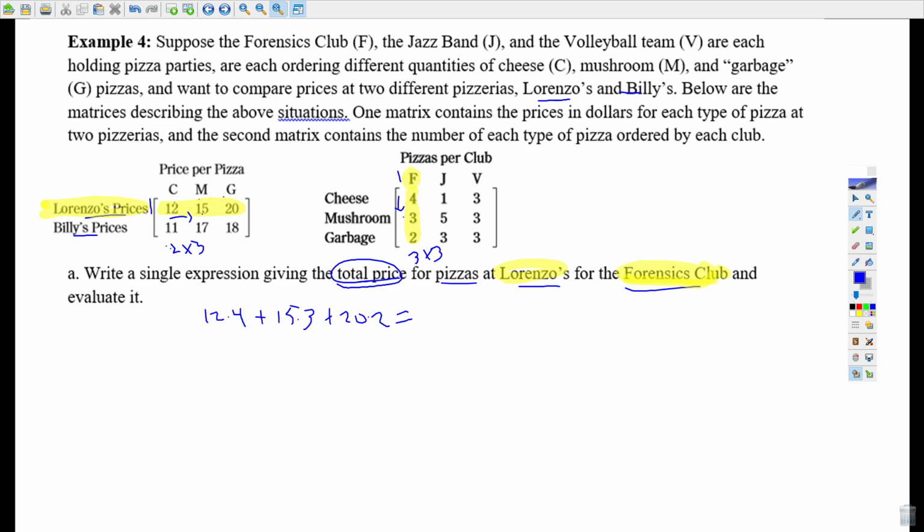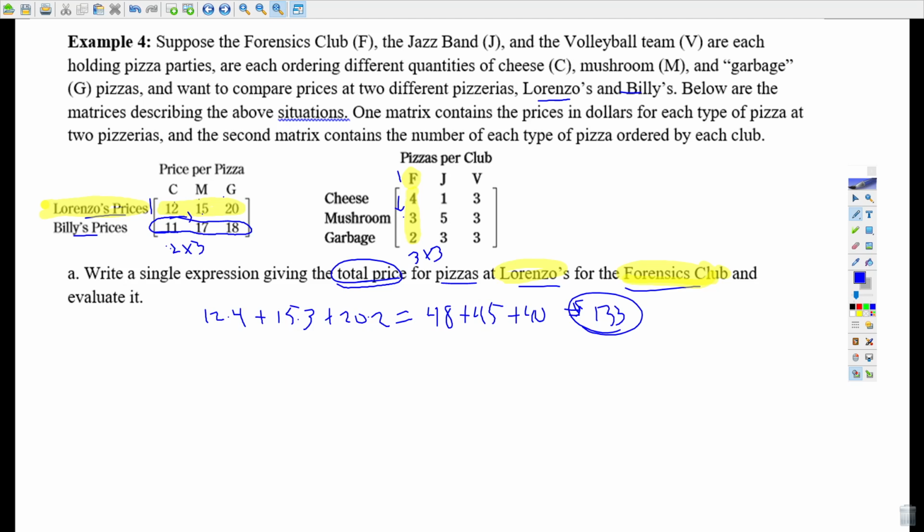You could do the same thing to find Billy's. You just go across this row instead. Go down the same column. So all the combinations are here. You just have to figure out what you get. So we multiply these together. We're going to get 48 plus 45 plus 40. So that is 120 plus 13, 133 is how much it would cost for the Forensics Club.